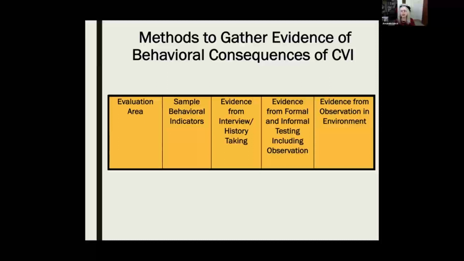And then in evidence from observation in the environment, we have to specify the environments, because I mentioned earlier that a child may operate very differently in different environments with different people, differently after lunch, differently earlier in the morning, differently later in the day when they're tired, differently when they're sick, differently when they're hungry, differently when they're anxious, differently when they're happy, and differently when they are motivated or not motivated.